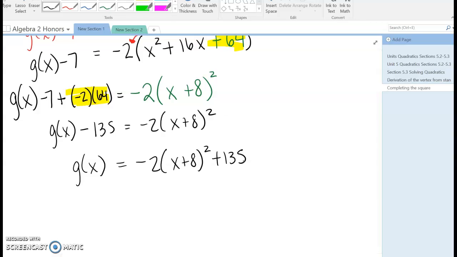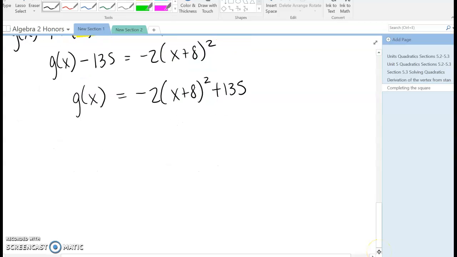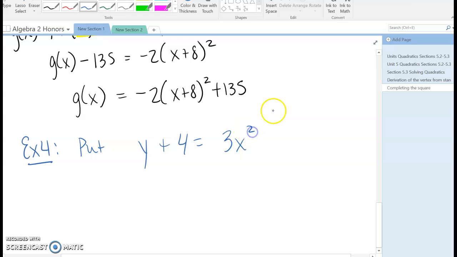Okay, I have some time. I'll go through one more example just so that you have this in the bag. You can feel free to stop the video and see if you can guess what's next as you go. Let's try completing the square to put y plus 4 equals 3x squared minus 12x plus 9 into vertex form.